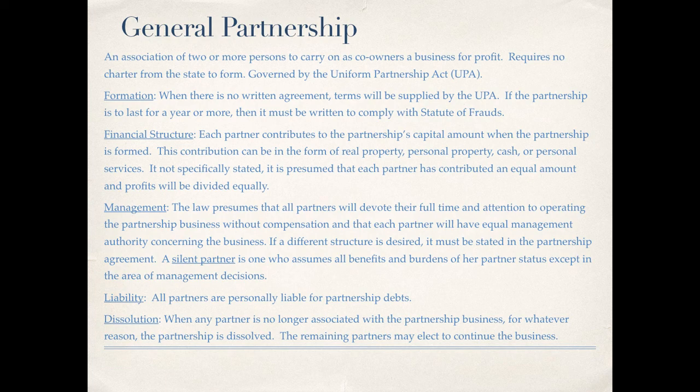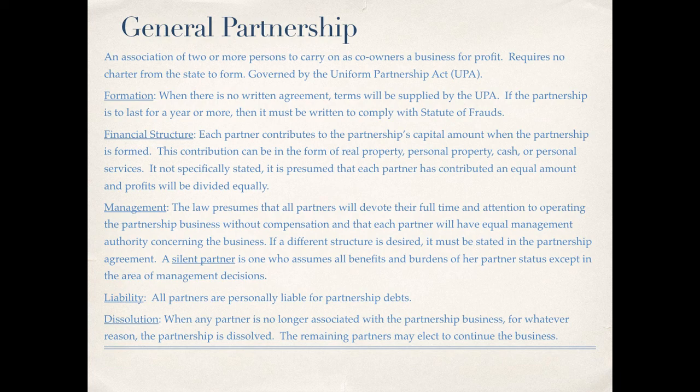How is it managed? Well, the law presumes that you and me, we're going to devote our full time and attention to operating this business. We are not going to get paid. And that we'll each have equal management authority. So we have to agree on things for things to move forward. If we disagree, it's not happening, right? Because we each have one vote. However, if a different structure is desired, then we must state it in writing in the partnership agreement.